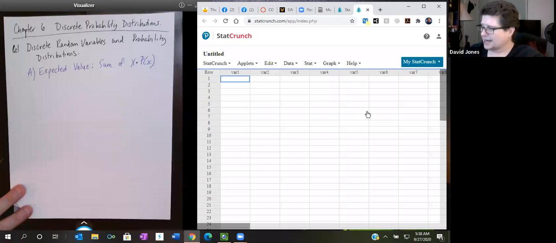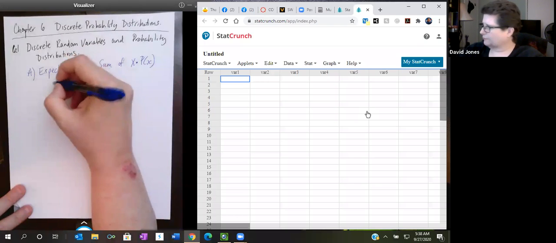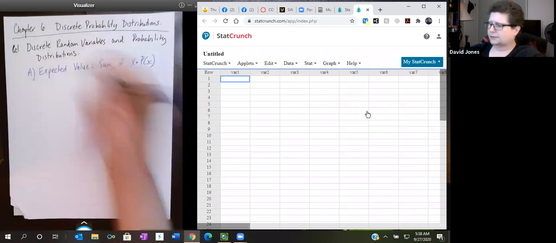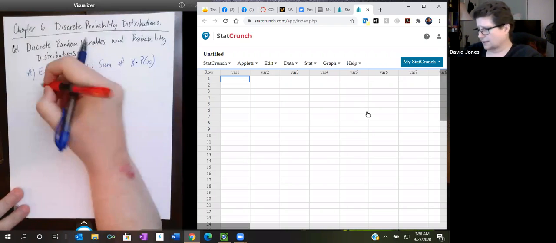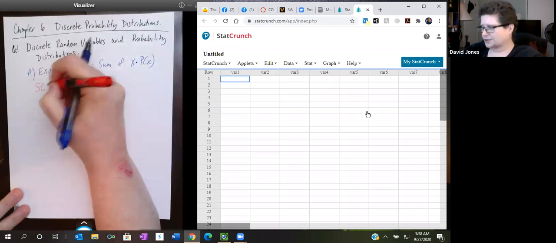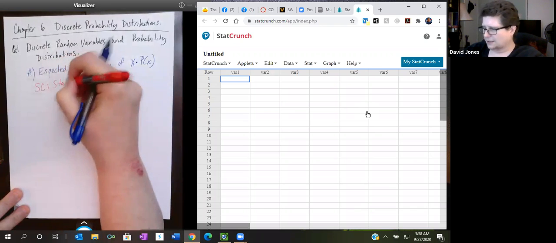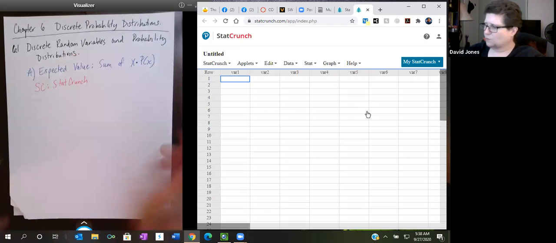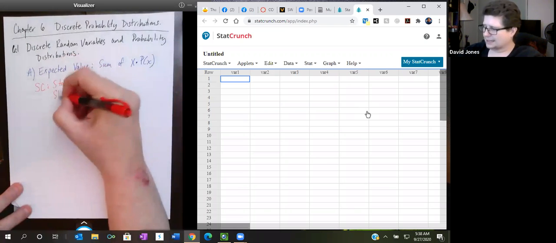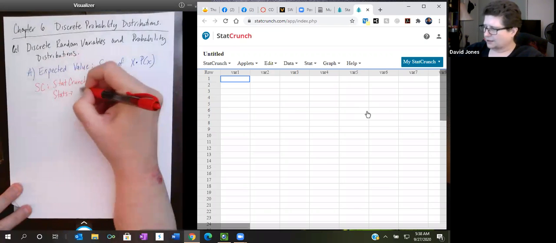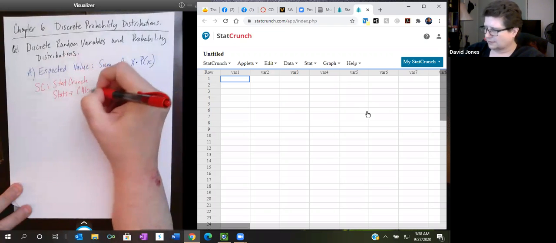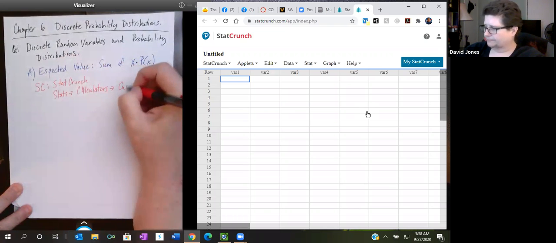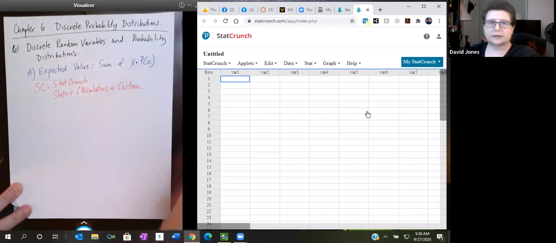And if we have a table, if it's in tabular form, in Statcrunch, SC is Statcrunch. In this section, we will use stats calculators custom.